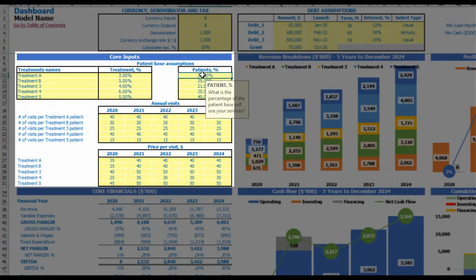Another assumption will be patients percentage. This means the percentage of patients who will use your services. In other words, services which your business provides.